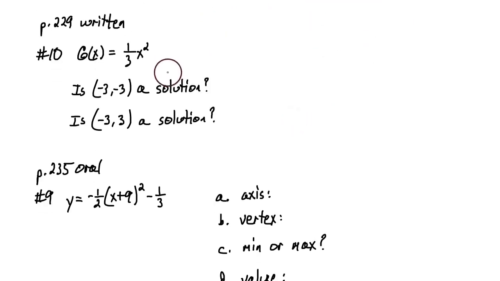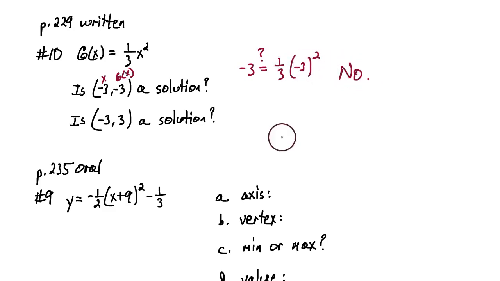Page 229, here's a function rule for g. Is this ordered pair a solution? Let's use substitution to find out. This is our g of x value, and this is our x value. So for g of x, fill in -3. For x, fill in -3. Now find out if the left side is equal to the right side. -3 squared makes +9. 1/3 times 9 is +3. So this answer is no.